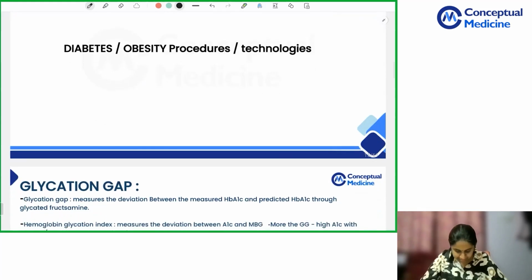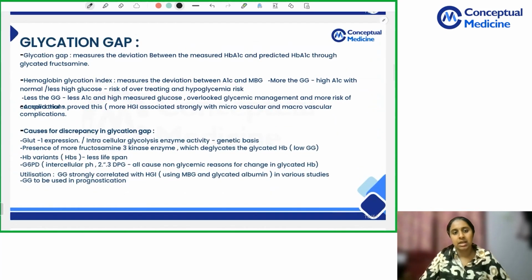So moving on to the next technologies with diabetes. It's the same thing. A few words about glycation gap you will have to know. What is glycation gap? The same thing. You see HbA1c. HbA1c usually requires a gold standard technique. The gold standard technique for HbA1c estimation is high performance liquid chromatography.